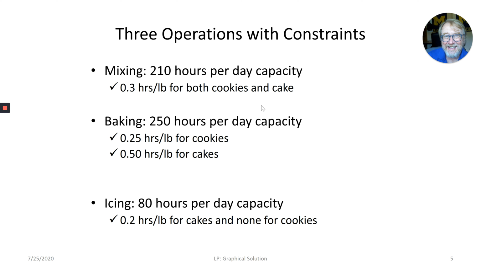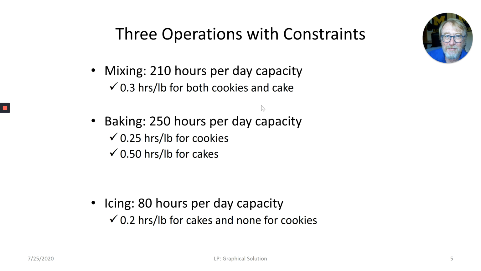Same thing for baking. They have the ovens, and each pound of cookie takes a quarter hour. Each pound of cake takes a half an hour, and we have a total of 250 hours of baking or oven time available to us every day. And now icing is a little bit different. Only cakes are being iced, right? So each pound of cake takes 0.2 hours, and we have 80 icing hours of capacity for a day.